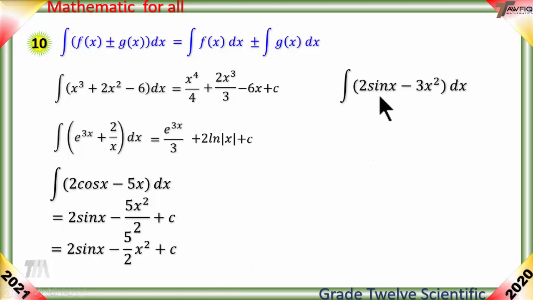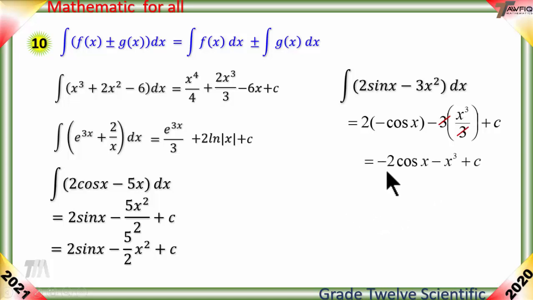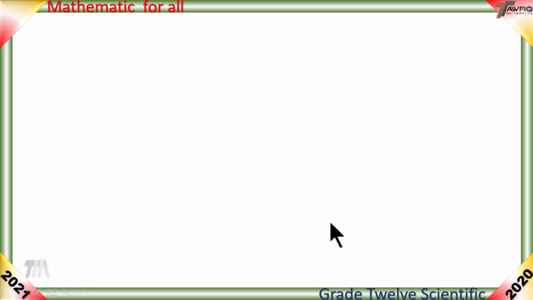Then the integral of 2 sine x minus 3x squared dx becomes: rewrite down the 2, and the integral of sine x is minus cosine x, write down minus, and the integral of 3x squared is 3x cubed over 3. Simplifying by cancelling 3 by 3, it becomes minus 2 cosine x minus x cubed plus c.